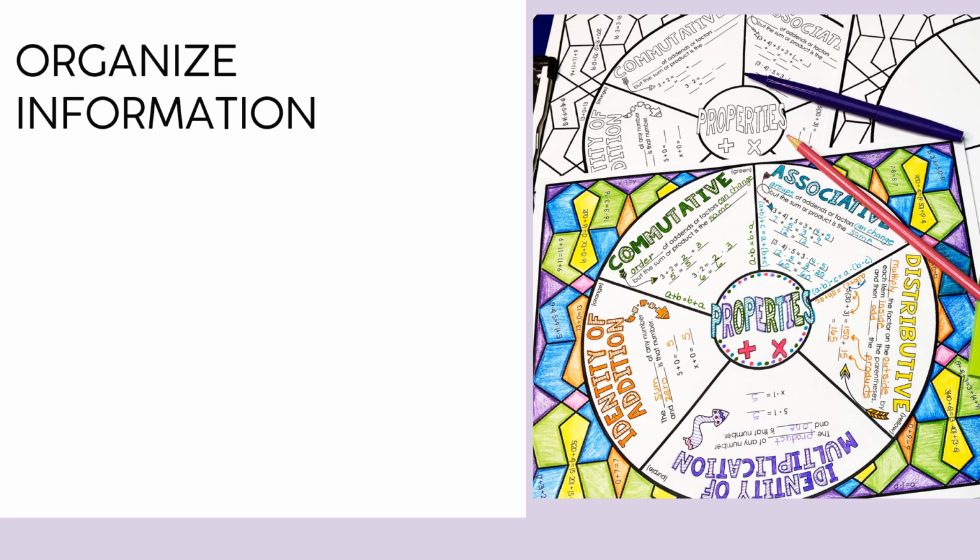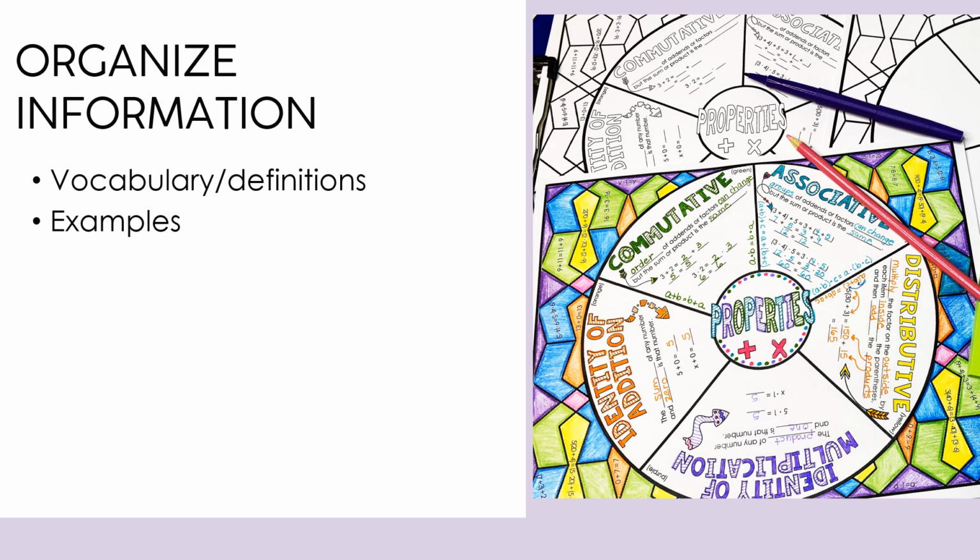We can use the wheels to organize any information. As I mentioned, you can use them for vocabulary for a unit, and you can use a different number of sections depending on how many terms you have. Students can add definitions and examples. In this properties wheel, we have commutative, associative, distributive, and the identity properties. Each section defines a property and gives examples using both numbers and letters. So this wheel is more of a definition and example wheel.